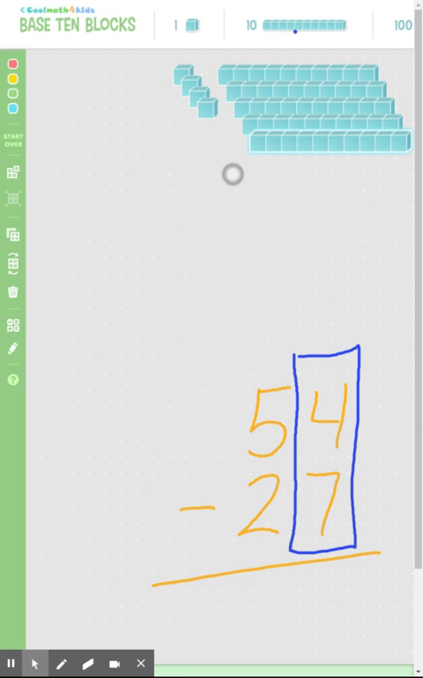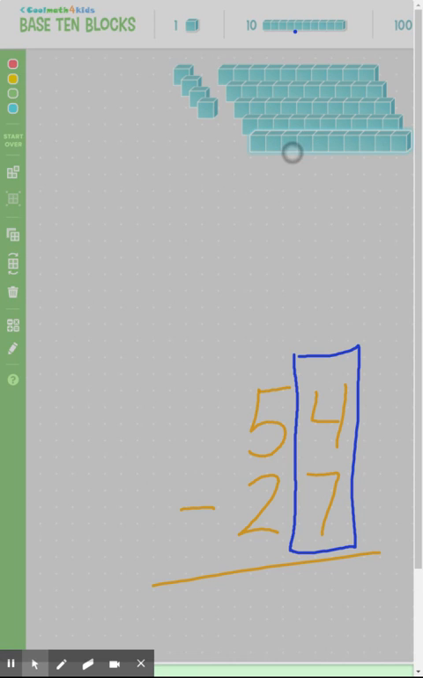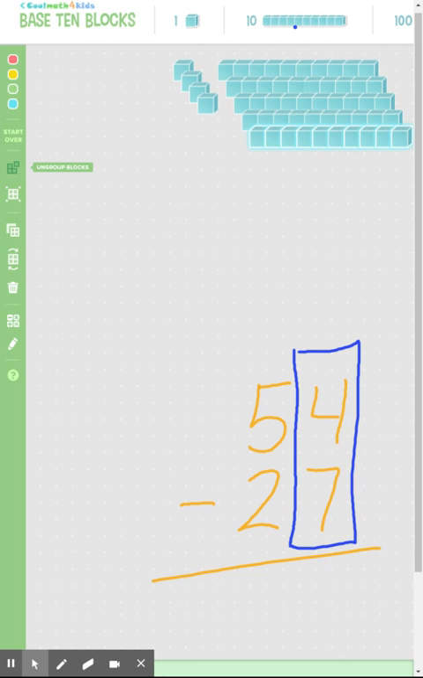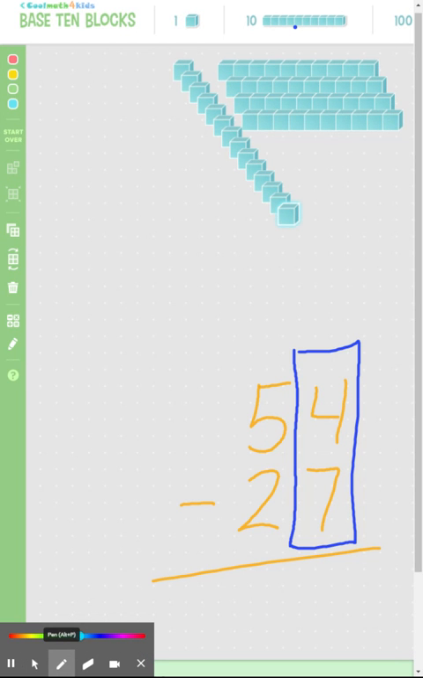So we're going to take this group of 10, get rid of it, and we're going to switch it out. So we're trading that in for 10 ones. 1, 2, 3, 4, 5, 6, 7, 8, 9, 10. So I took away one of the groups of 10. So I have 4 groups of 10 left now.